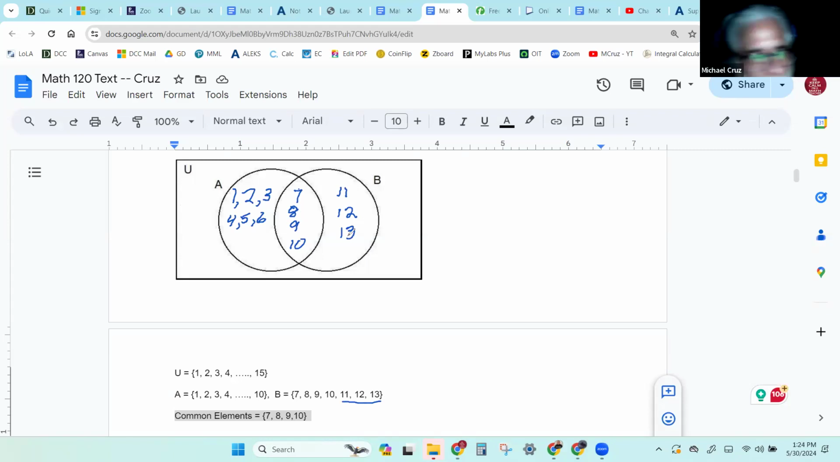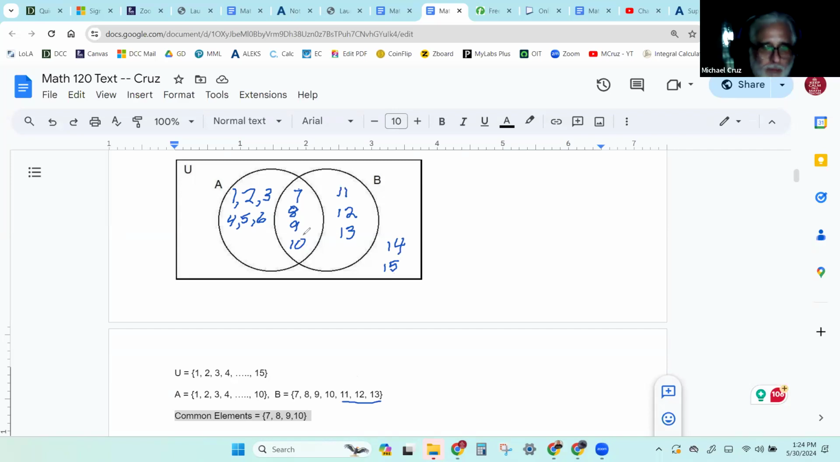Okay. So have I got all the numbers that are in the universal set? Well, this one goes past 13, the universal set. So that means that there is a 14 that has not been used inside, but it's in the universal set. And a 15.